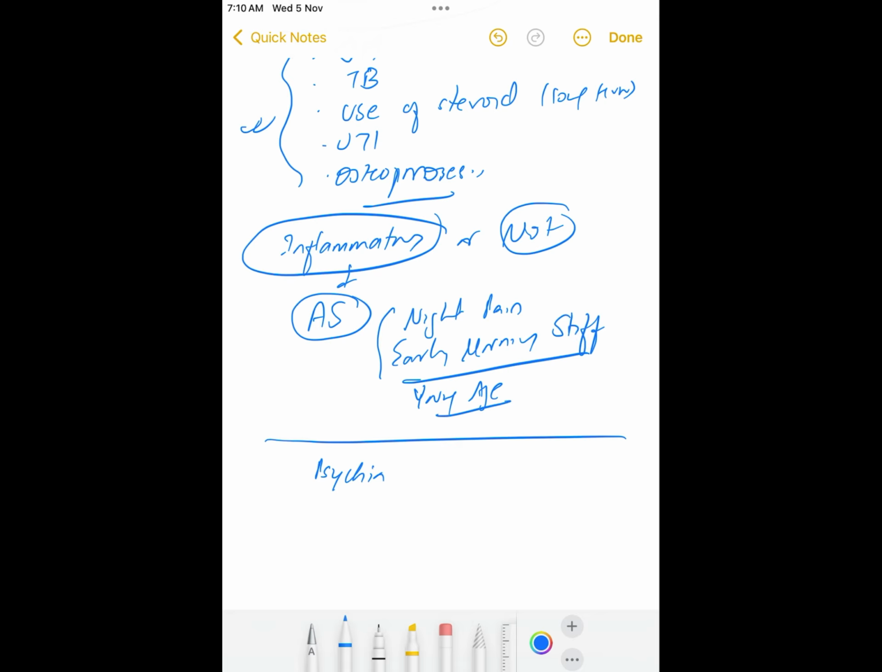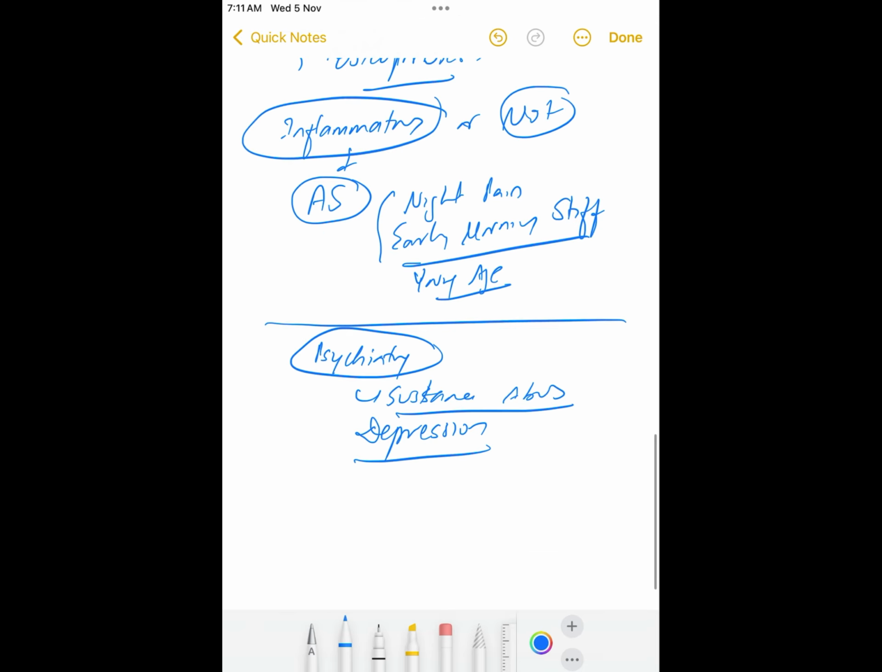And the fourth thing is psychological factors. If there is a history of psychiatric illness, or if the patient has chronic pain, and any factors like substance abuse, history of depression. If there's anything that leads to a psychiatric illness, then that might be a cause of low back pain, and it's very difficult to treat this type of patient.